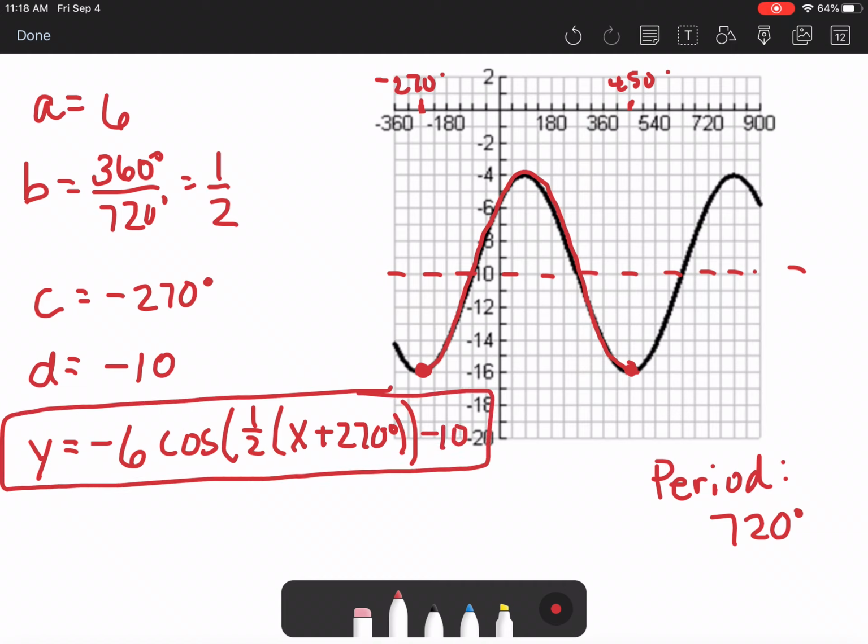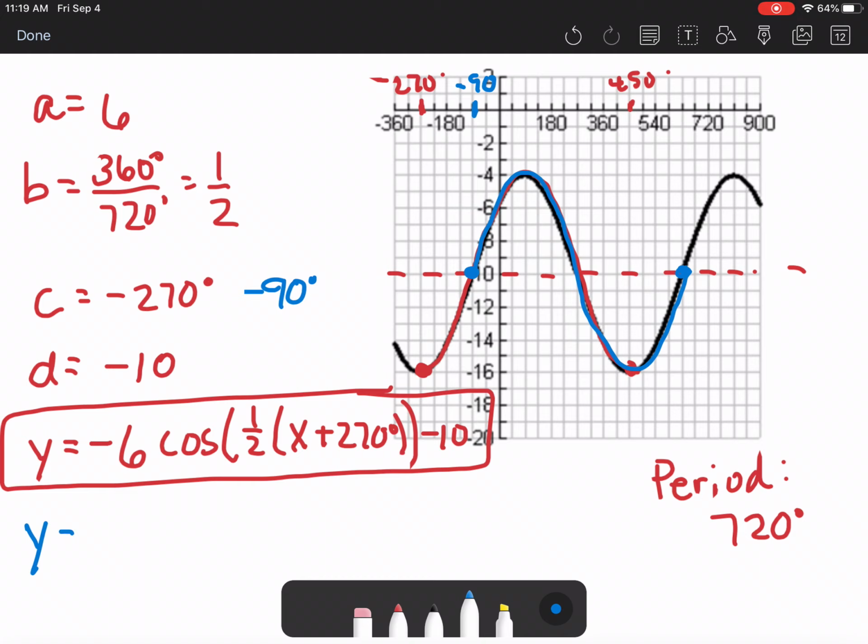Okay, now let me just show you this while we're here. Let's say I wanted to write a sine function instead. So here's a sine. Remember, sine always starts at the midline. And here goes sine. Okay, everything is the same, guys, except for where this starts. And this is starting at negative 90. So the only thing that's different is the phase shift. It's C. It's negative 90 degrees. It still has an amplitude of 6. The period is still 720 degrees. The midline is still at negative 10.